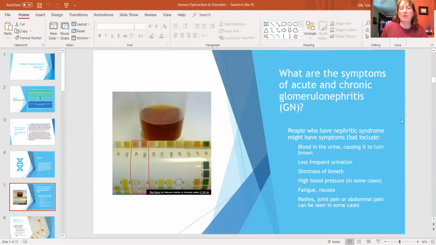So, symptoms of acute and chronic glomerulonephritis. If someone has this, they are going to have blood in the urine, causing it to turn a brownish color, kind of like what this picture looks like. They're not going to urinate as much, so they may have some oliguria, and shortness of breath because they're retaining all of this fluid. They're going to have high blood pressure, fatigue, and nausea. They can have rashes, joint pain, or abdominal pain at times.